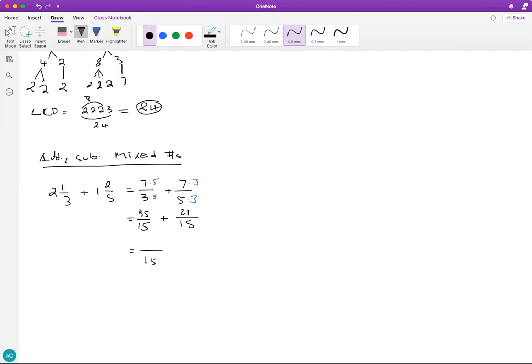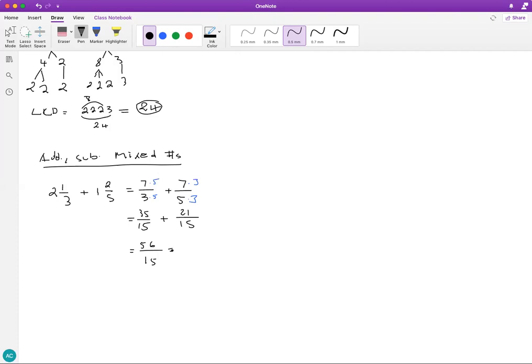And we add these two. What's 35 plus 21? 56. Now, do you think we can reduce this by something? First of all, that's an improper fraction. Can we simplify it into something? What goes into 15? 15 is made with 3 and 5. Can 3 and 5 go into 56? 3 and 5 do not go into 56, so there's nothing to cancel. They don't go into this, so they can't be canceled.